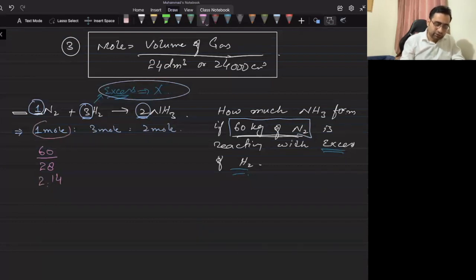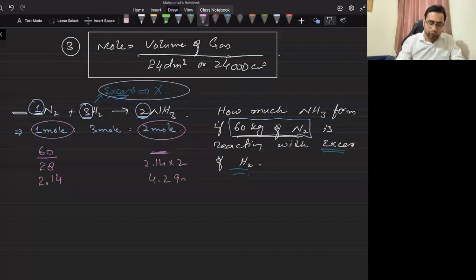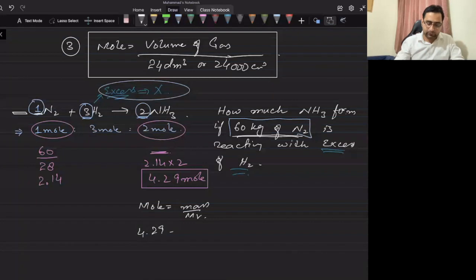Now apply the molar ratio. 1 mole of nitrogen is giving you 2 mole of ammonia. Now, if you have 2.14 mole of nitrogen, how much ammonia should form? So this is going to be 2.14 times 2, which is 4.29 mole of ammonia will form. Now, how can you convert this mole into mass in gram? You'll use again the same formula, mole is equal to mass over Mr. So mole you have, which is 4.29, Mr for ammonia is 17, and you will get mass.